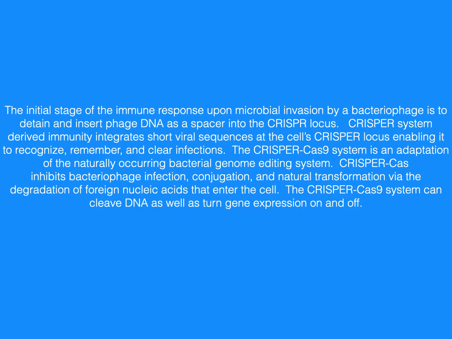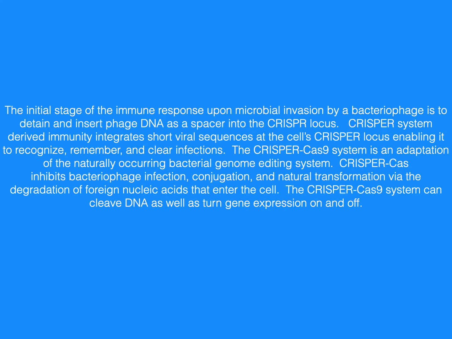The initial stage of the immune response upon microbial invasion by a bacteriophage is to detain and insert phage DNA as a spacer into the CRISPR locus. CRISPR system-derived immunity integrates short viral sequences at the cell's CRISPR locus, enabling it to recognize, remember, and clear infections.